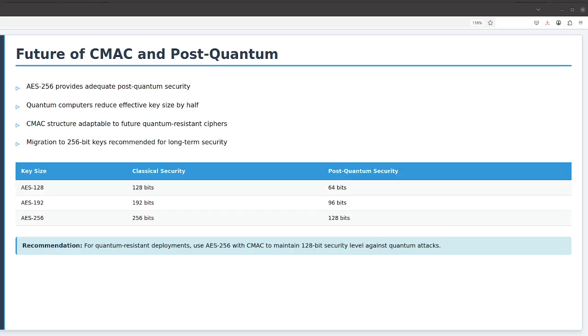Future versions of NIST SP 800-38B might include guidance on key sizes for quantum resistance, recommendations for quantum-safe block ciphers, or transitions to alternative MAC algorithms if necessary. In the near term, CMAC remains a solid choice for message authentication. Its basis on well-studied block ciphers, hardware acceleration support, and clear migration path for quantum resistance make it suitable for long-term deployments. Organizations should focus on proper key management, using adequate key sizes, and staying informed about cryptographic developments rather than worrying about immediate quantum threats to CMAC.